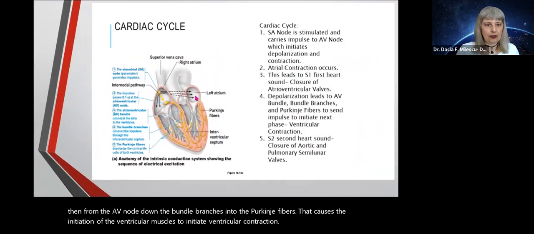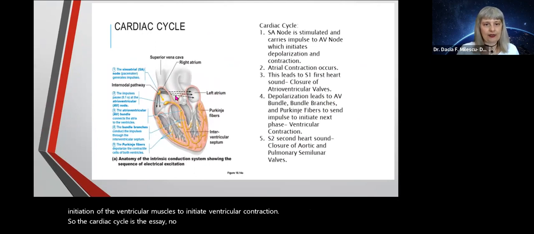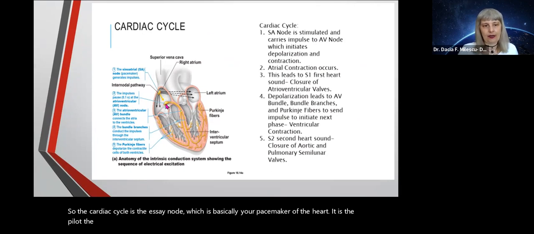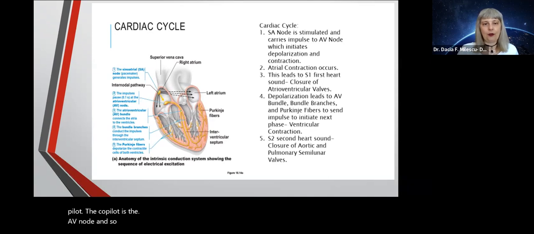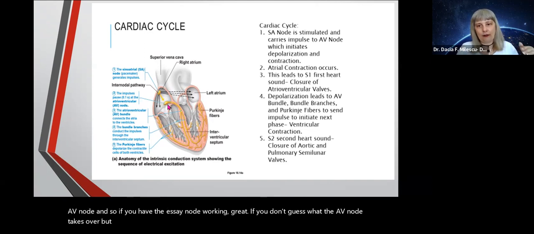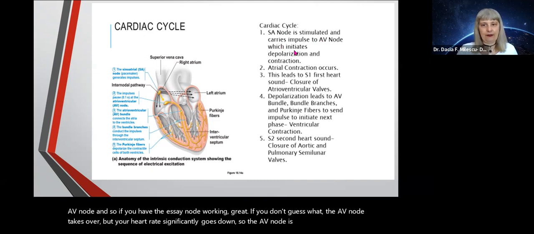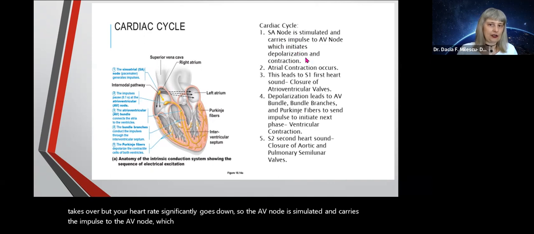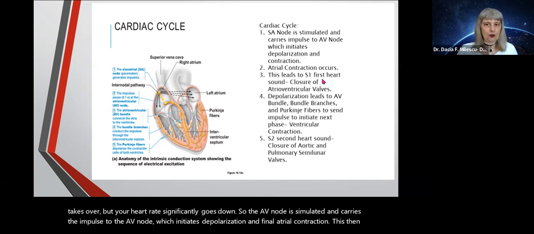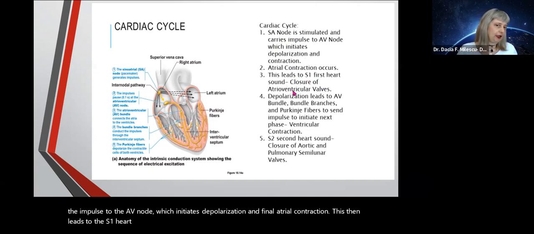So the cardiac cycle starts with the SA node, which is basically your pacemaker of the heart. It is the pilot. The co-pilot is the AV node. And so if you have the SA node working, great. If you don't, guess what? The AV node takes over, but your heart rate significantly goes down. So the SA node is stimulated and carries the impulse to the AV node, which initiates depolarization and final atrial contraction. This then leads to the S1 heart sound, closure of the atrioventricular valves.